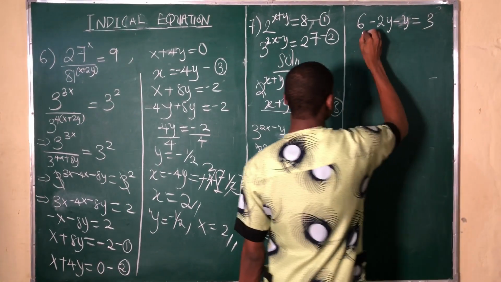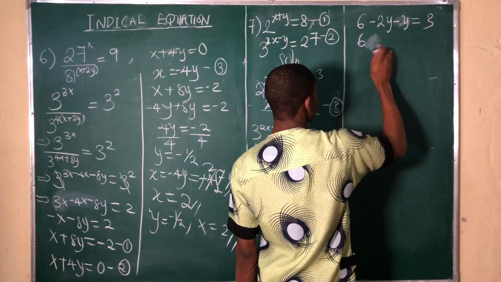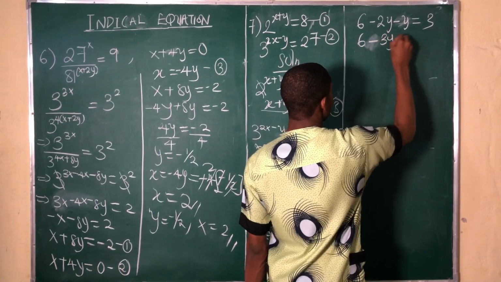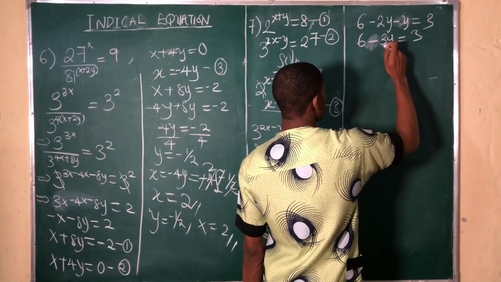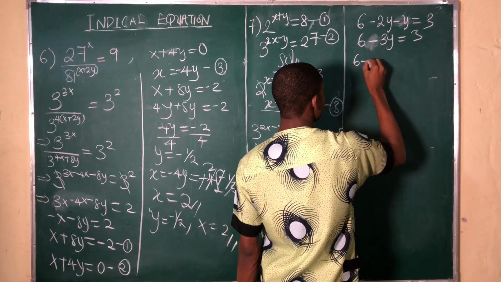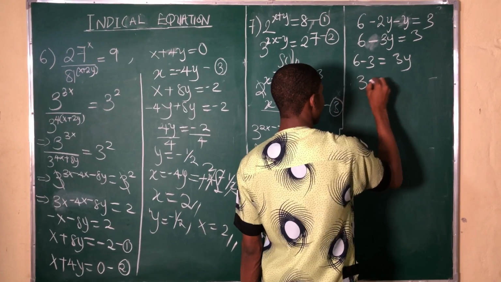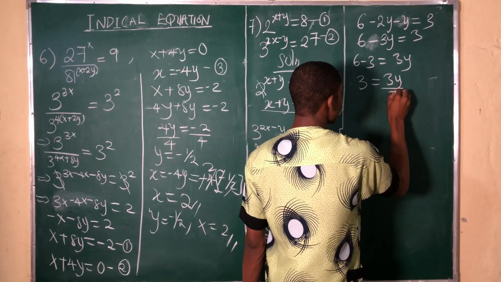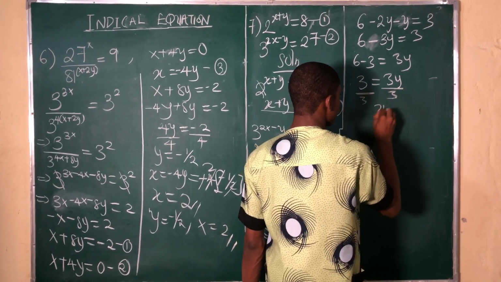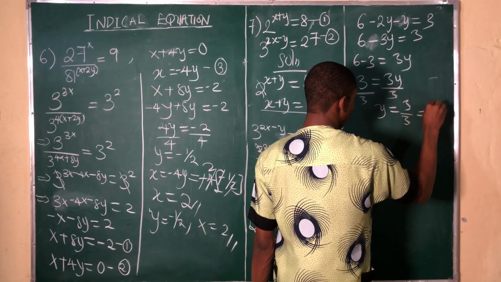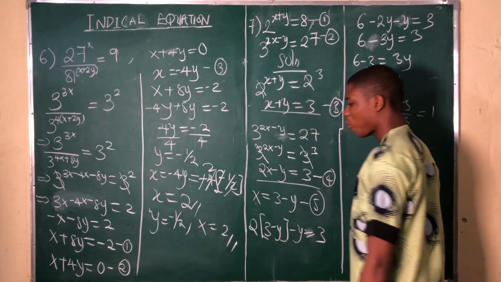So when we do this, we have 6 negative 3y is equal to 3. So this will come in and this will come in. We have 6 negative 3 is equal to 3y. This will become 3 and we have 3y. Divide both sides by 3, we have y as equal to 3 over 3, which is 1. So we have y as equal to 1.